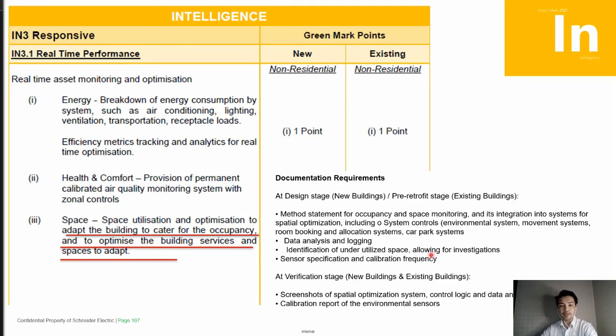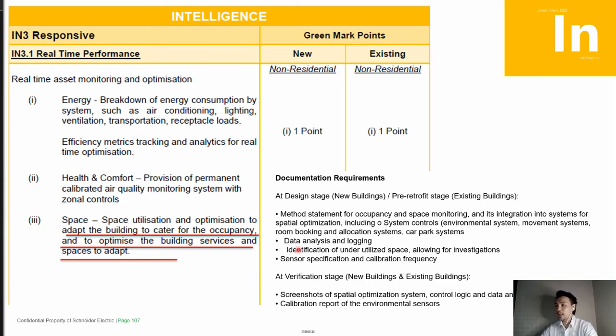Okay, so next, very quickly we also cover the space requirement, the space utilization, to adapt to the building to cater for occupancy and optimize the building service and space adaptations. So the purpose of this is to monitor the space utilization within the building. So as occupancy and space utilization changes within the premise, the building and the system shall adjust their operation to meet the current demand, while continuing to perform at a high efficiency level. So this will help to avoid wastage in matters of over-providing a non-occupied space with a low utility rate.